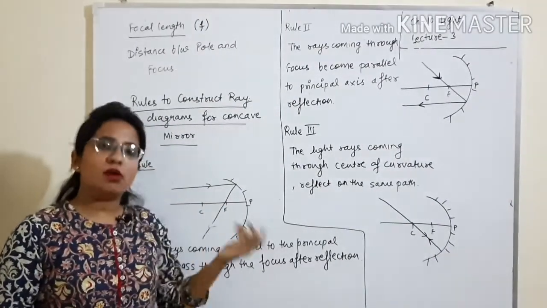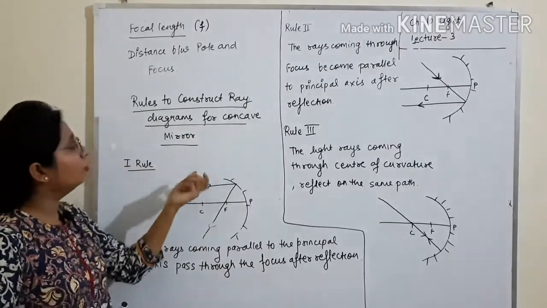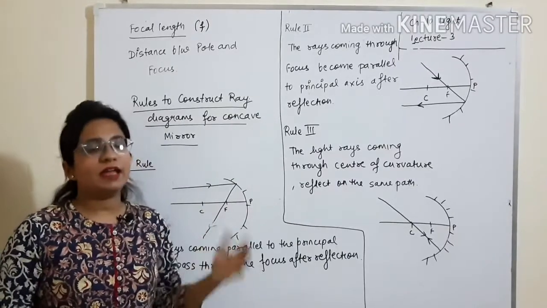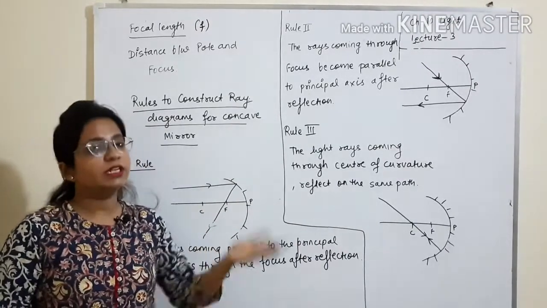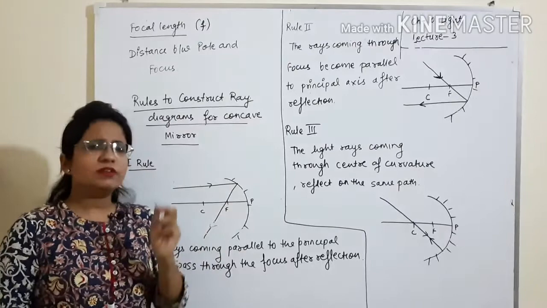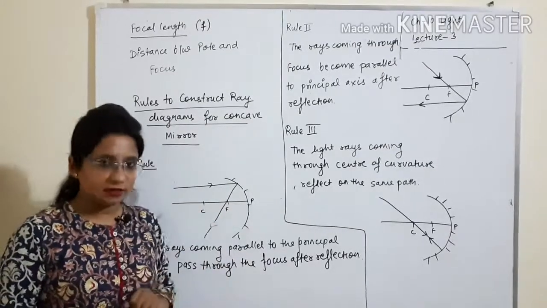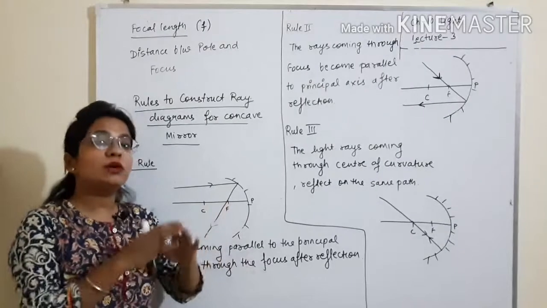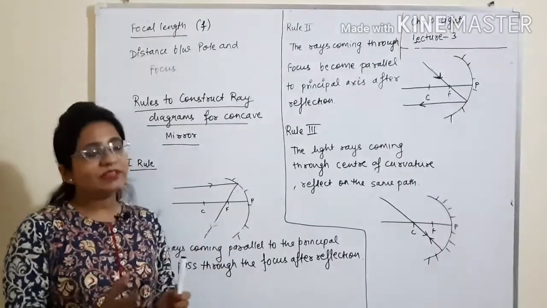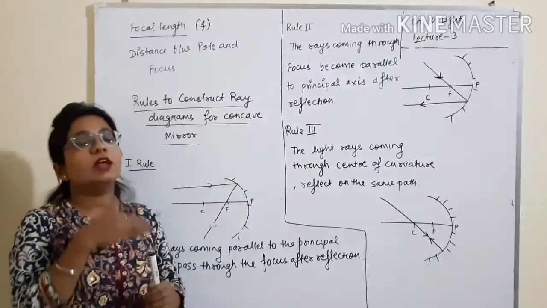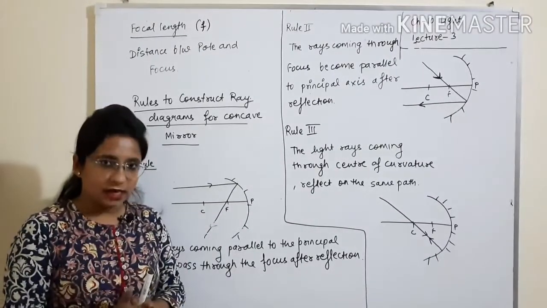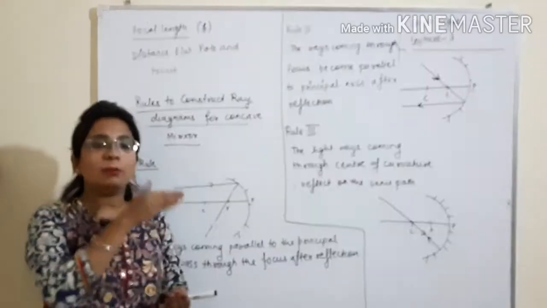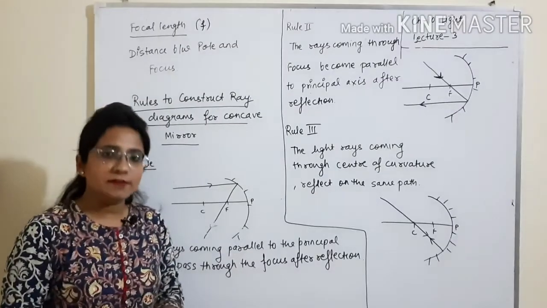Now after we have done all the terms which are related to either concave as well as convex mirror, now we have certain rules to construct the ray diagrams in case of concave mirror. In case of convex mirror, the rules are slightly different, so we'll do it later. But for concave mirror, what are the rules to construct the ray diagrams? Basically, these are the rules which tell us how to make a ray diagram, because there is a certain path which is being followed by an incident ray after reflection.